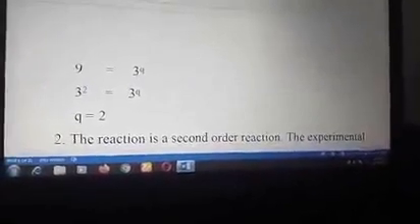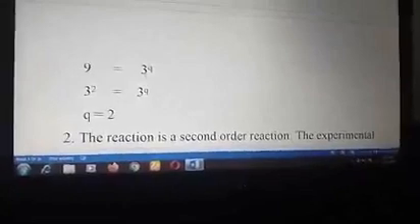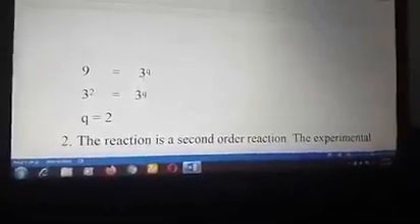We divide the left hand side, 0.180 by 0.02, and we get 9. Divide the right hand side, 0.30 by 0.1, you get 3 to the power Q. You only take one Q since both of them are raised to the power Q. Using indices, 9 is 3 raised to the power 2. So simplifying, 3 raised to the power 2 equals 3 raised to the power Q.